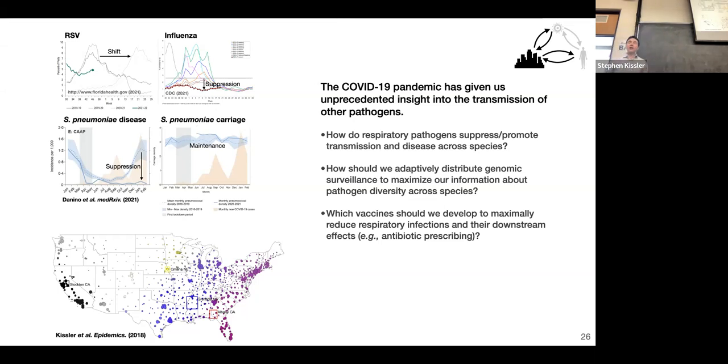And then for strep pneumo, which is a bacterial disease that affects a lot of different people, but it's really a major cause of things like ear infections in young kids, and so therefore drives a lot of antibiotic prescribing and antibiotic resistance, we saw a huge decline in disease. So the dashed blue line is the usual pattern of strep pneumo. The solid line is the pattern in 2020. But actually carriage stayed the same.